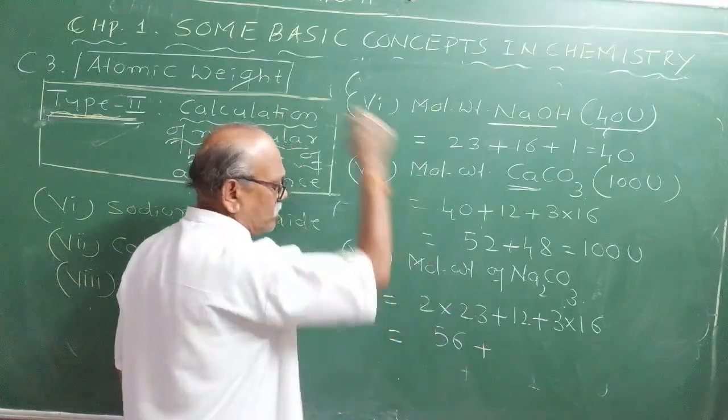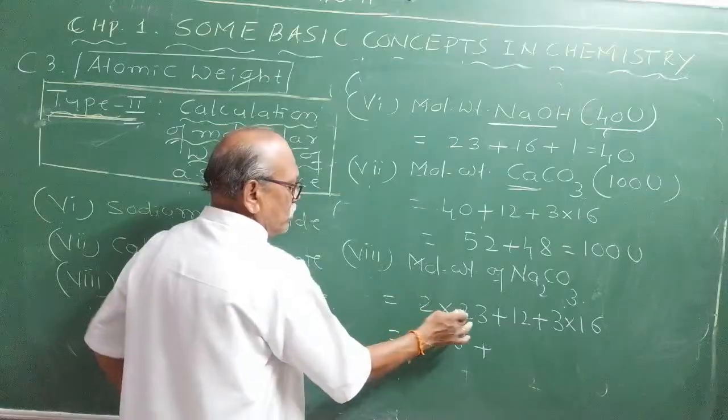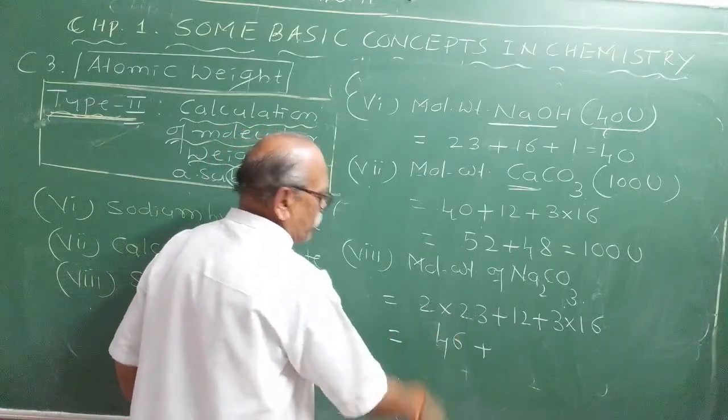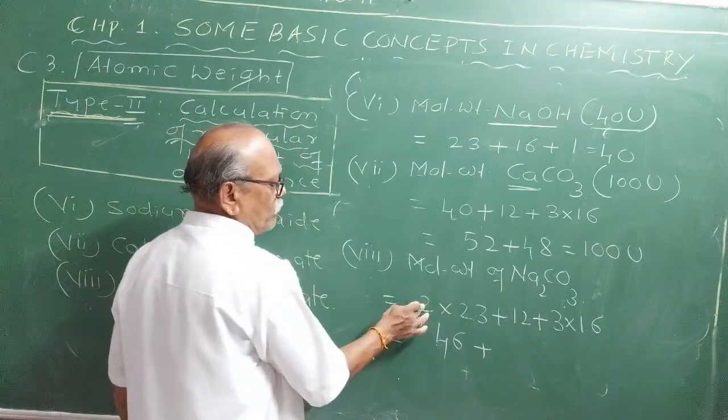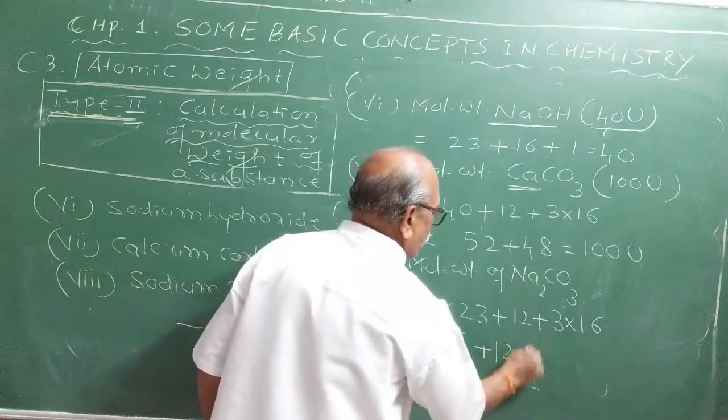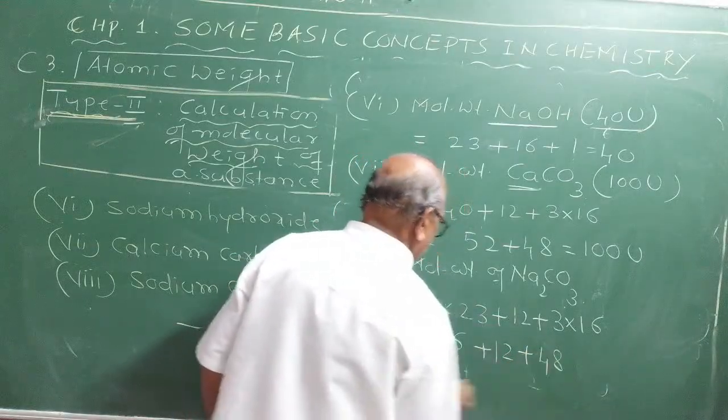23 2s are 46. 20 2s are 40, 3 2s are 6, 46. Plus 12, plus 16 3s are 48. Now calculate.